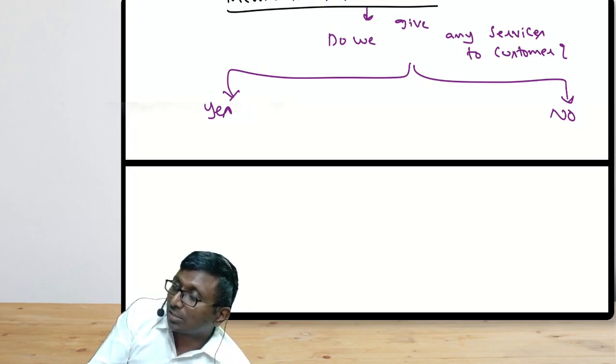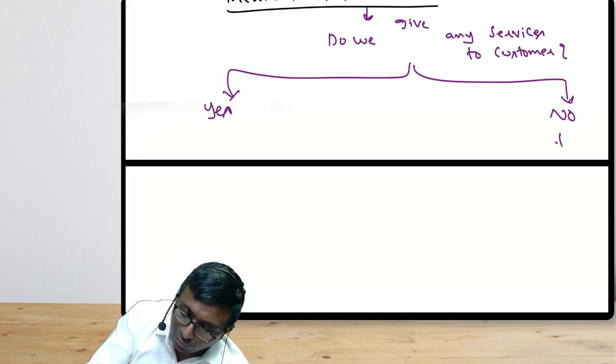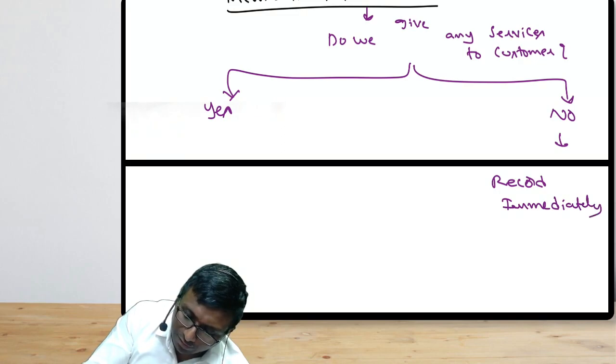Do we give any services? Say for example, I am a member of ICA. 7,500 I paid. What do I get? No other service they will give. Only my name will continue in the register of members of ICA. That's all. You're getting my point? Will we get some service? No. Then what do you say? Record immediately, record immediately in the relevant financial year.